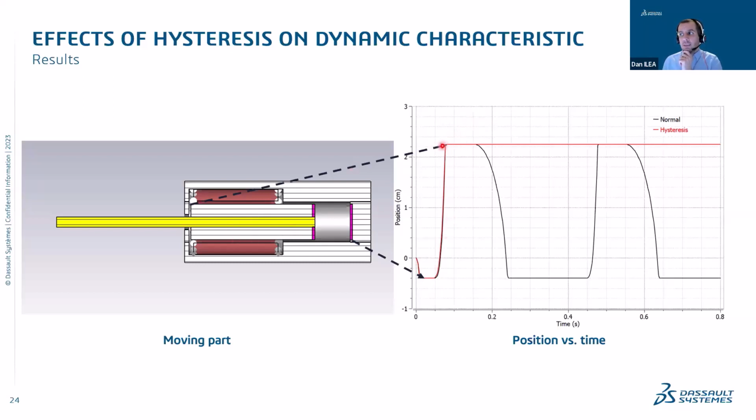But what we see is that once we reduce the current, right, at this point we are opening the switch, the plunger doesn't move anymore. So the plunger is stuck in this end position, right?